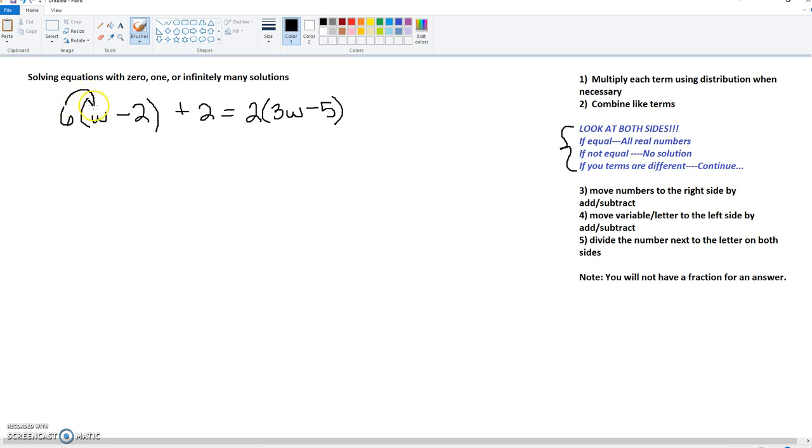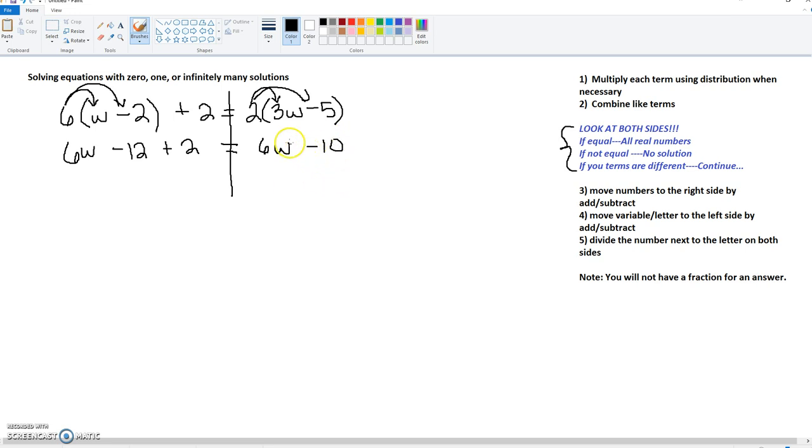So we're going to do 6 times w, which is 6w, and 6 times negative 2, which is negative 12, plus 2. I'll draw my line down, equals 2 times 3w, which is 6w, and then 2 times negative 5, it's negative 10.